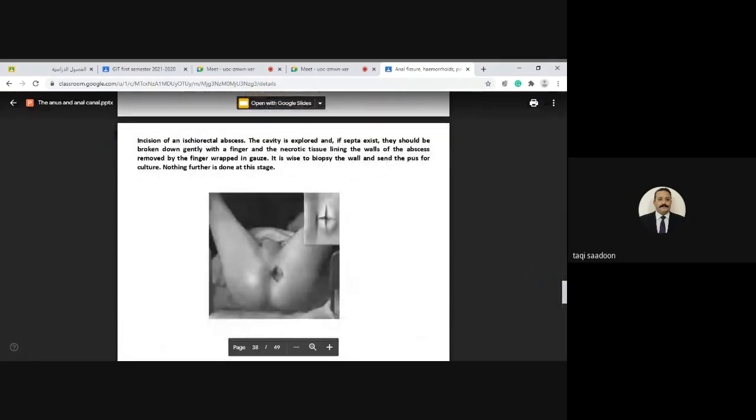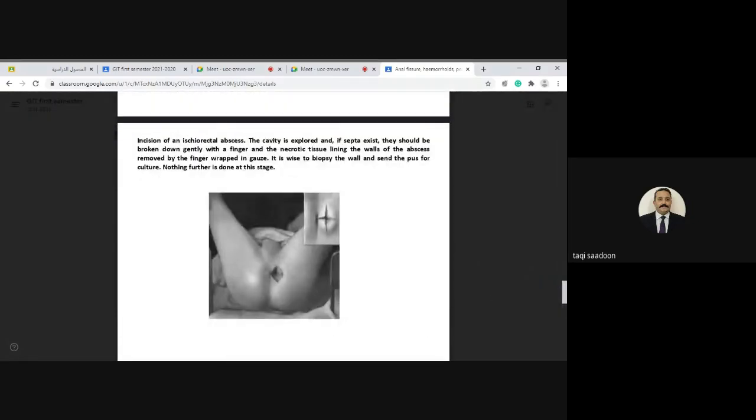So management of this abscess: the patient is in the lithotomy position. We do incision of the ischiorectal abscess, between the ischial tuberosity and the anal verge. The cavity is explored, and if septa exist, they should be broken down gently with a finger, and the necrotic tissue lining the walls of the abscess removed by the finger rubbed in a gauze. And it is wise to take a biopsy of the wall and send the pus for culture.